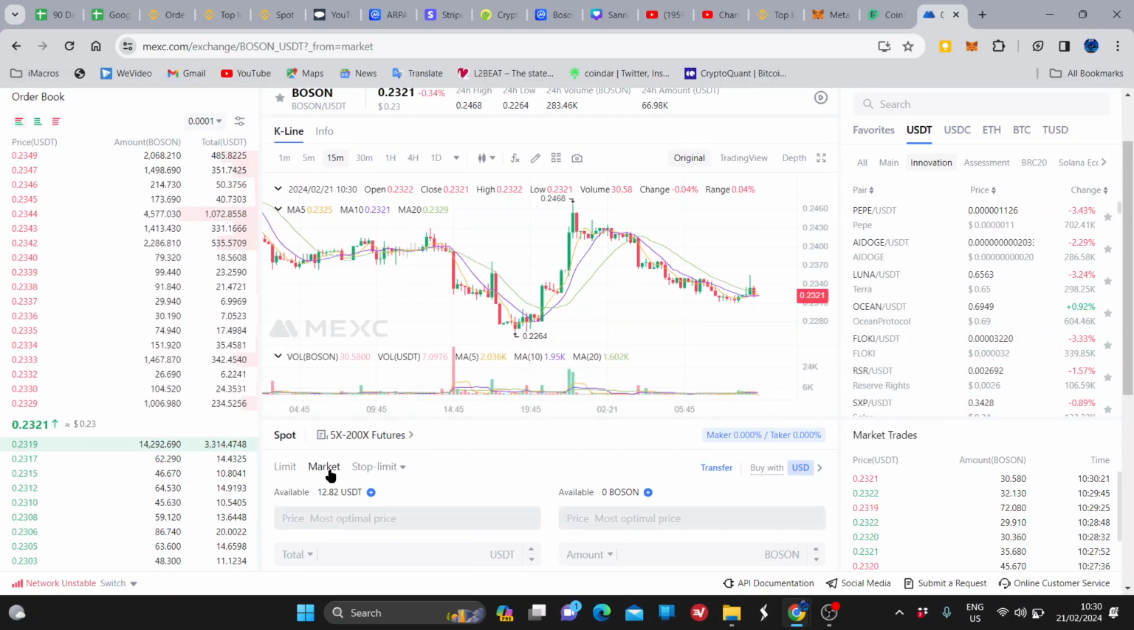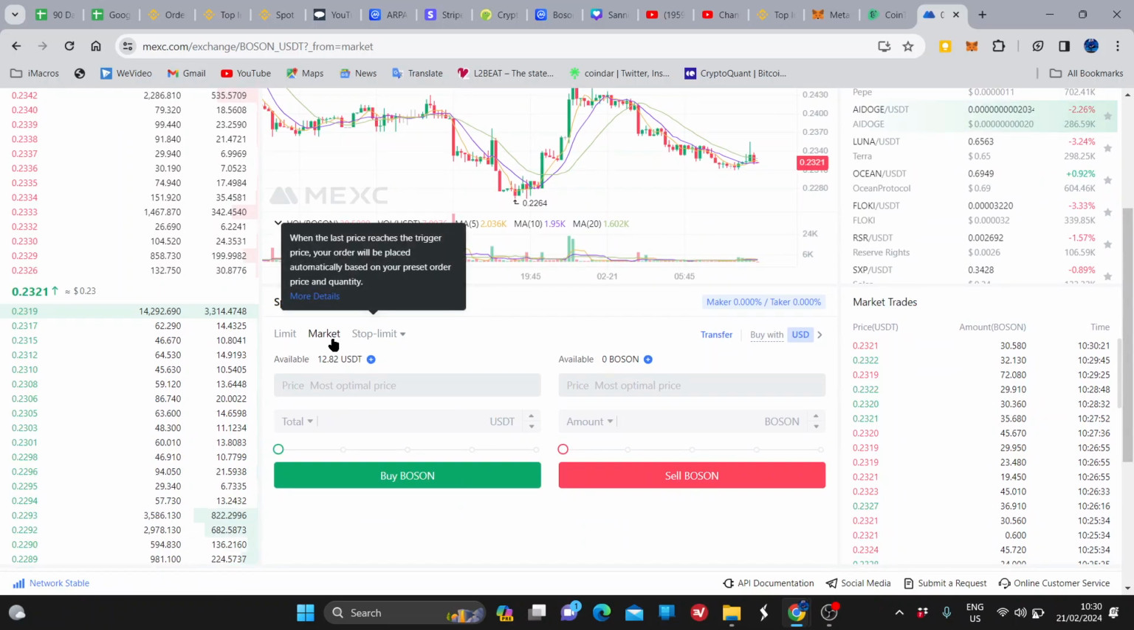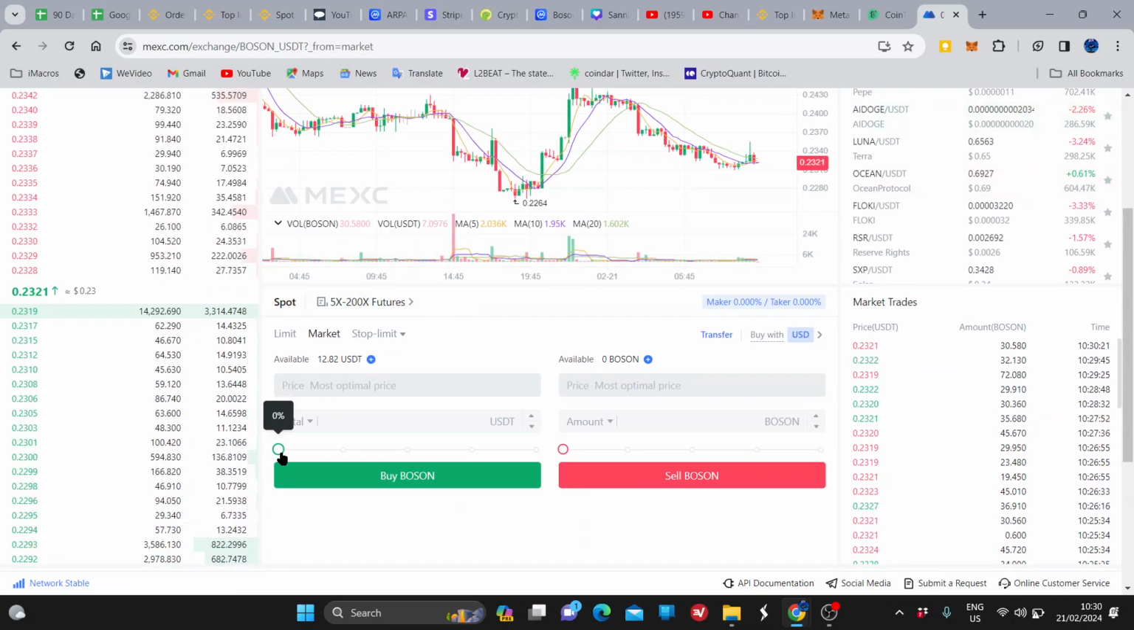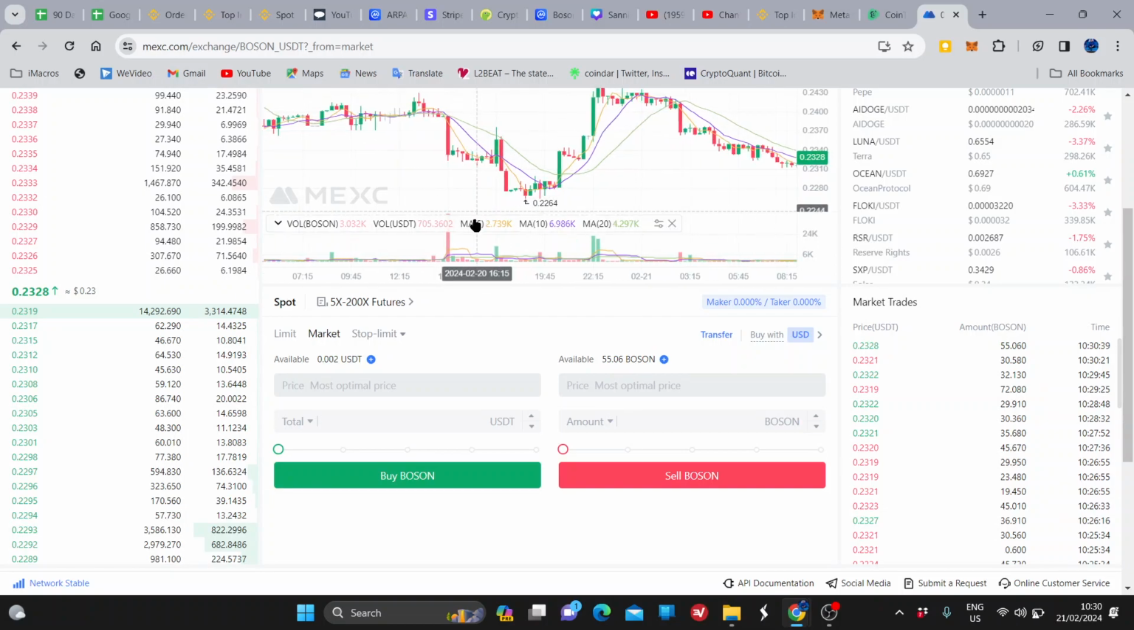Let me quickly go ahead and buy at market. I already have 12 USDT in my MEXC Global account as usual, it's even more than 12.8. I'm going to click on buy Boson right now. Okay, order successful. So I just bought the coin.